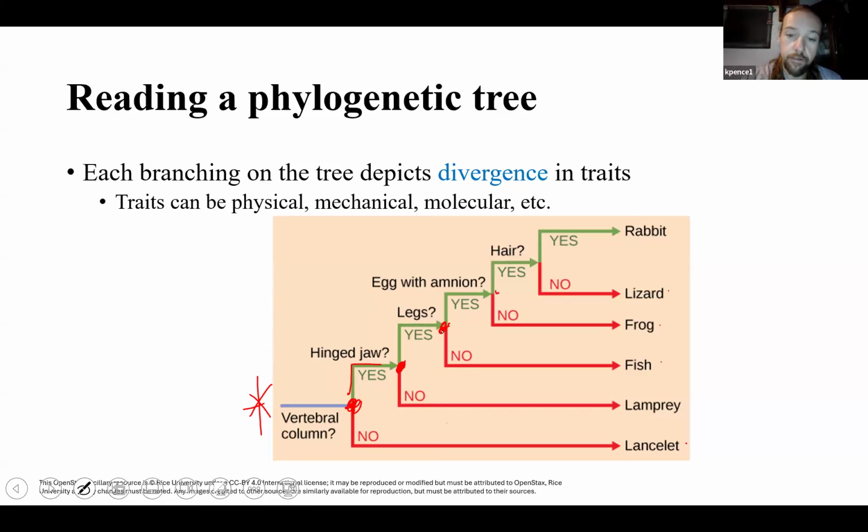Okay, coming up to my next node, that question there is eggs with amnion. So amnion means amniotic fluid. There's stuff like a yolk sac. Frogs, amphibians, they actually don't make any amnion. So they come down here, frogs are by themselves, but rabbits and lizards, since they do make amnion, they come up here on this branch.